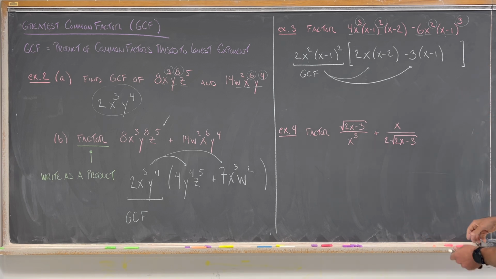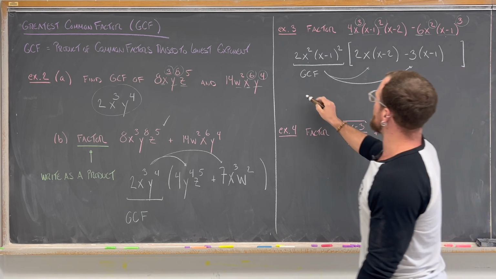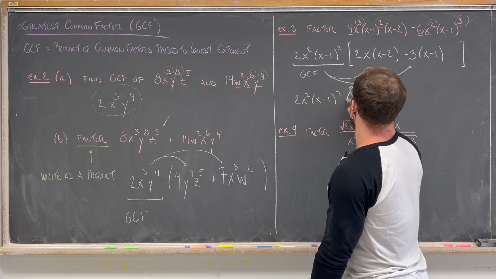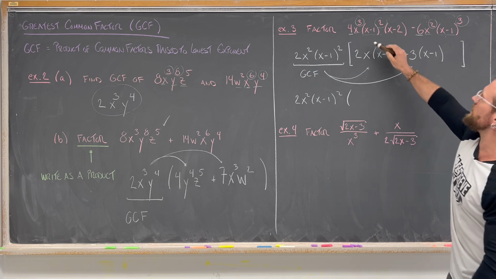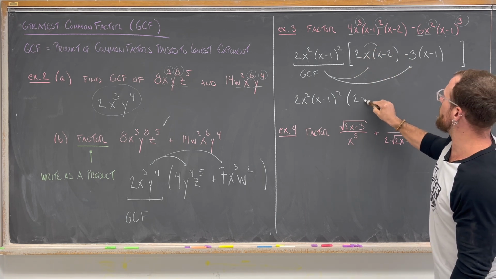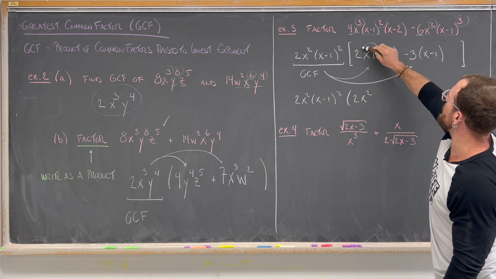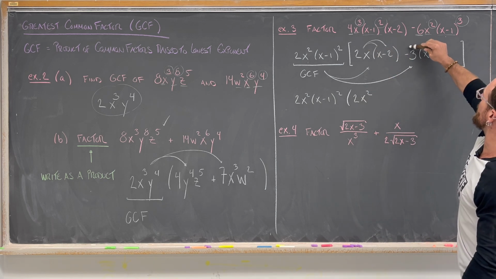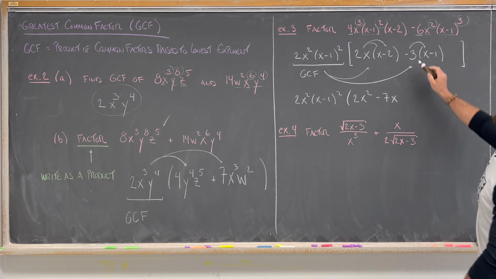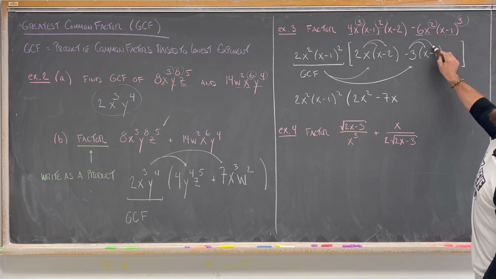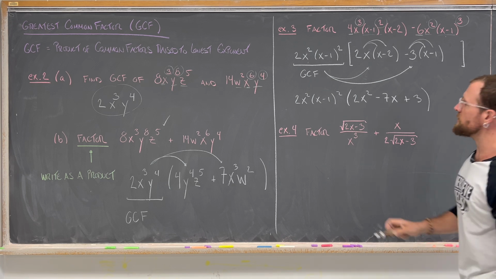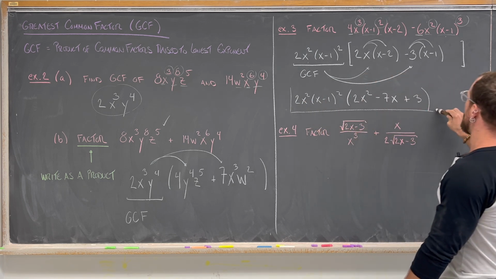We can clean this up a little bit. Let's write this as 2x squared times x minus 1 squared. And inside this bracket, I'm just going to perform the distribution. So I'm going to get a 2x squared, also a minus 4x, and a minus 3x gives me a minus 7x. And lastly, minus 3 times minus 1 gives me a plus 3. Okay, so this would be my final answer in factored form.